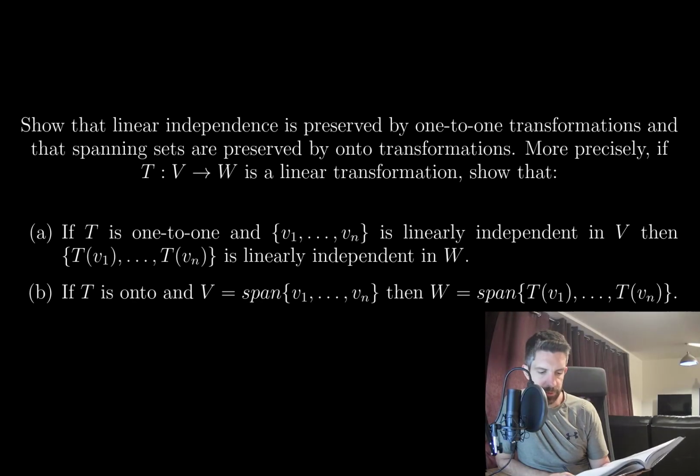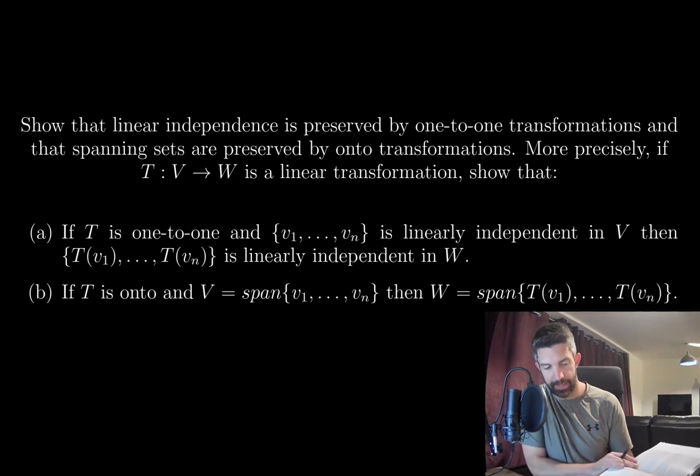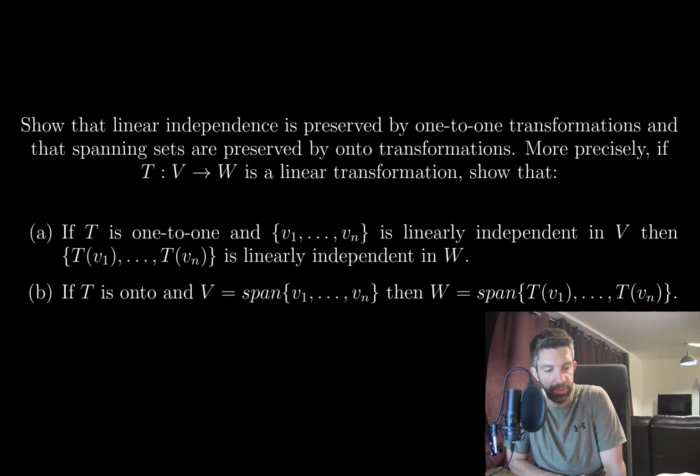Show that linear independence is preserved by one-to-one transformations, and that spanning sets are preserved by onto transformations. More precisely, if T mapping V to W is a linear transformation, show that if T is one-to-one and the set V1 to Vn is linearly independent in V, then TV1 up to TVn is linearly independent in W. And if T is onto and V is equal to the span of V1 to Vn, then W is equal to the span of TV1 to TVn.